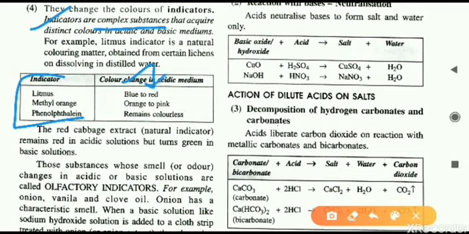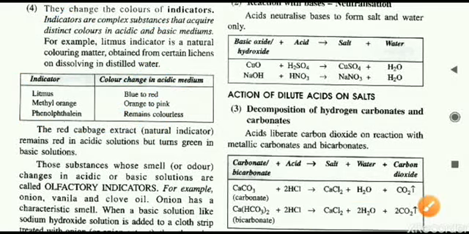First is litmus. Blue litmus will change into red color if acid is there. Similarly, methyl orange, it is orange in color, it converts to pink color. Another one is phenolphthalein, it is colorless. If it is used with acidic solution or acidic medium, it will still remain colorless. Different colors will come when we discuss the base properties, we will again have a look at these indicators.